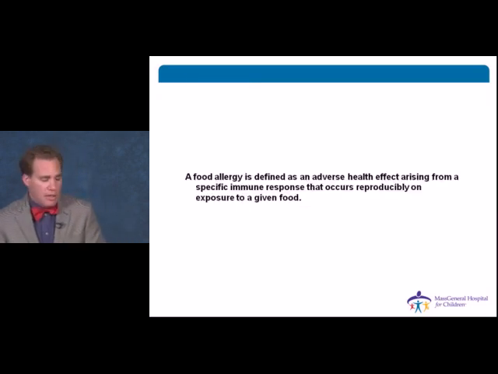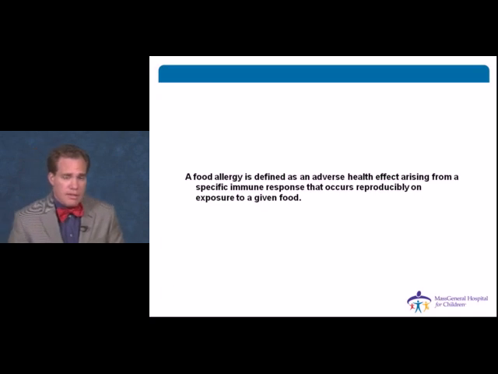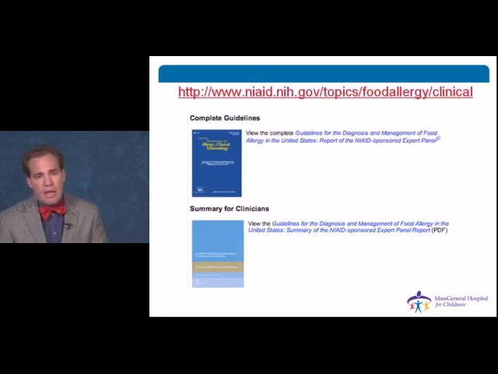So a food allergy from that NIAID consensus document is defined as an adverse health effect arising from a specific immune response that occurs reproducibly on exposure to a given food. And there are a few key concepts in there, including the fact that it's an immune specific response and that it's reproducible, that are helpful when we think about and evaluate the history of someone presenting with an adverse reaction to a food.